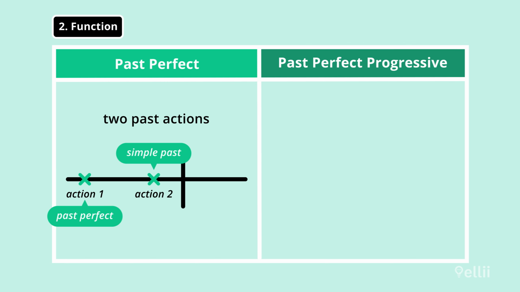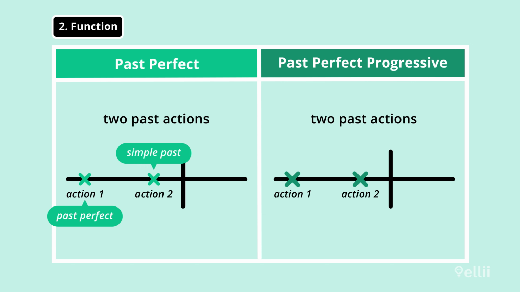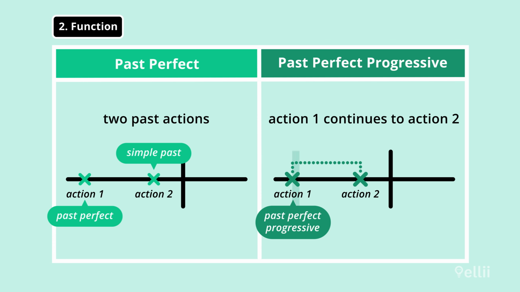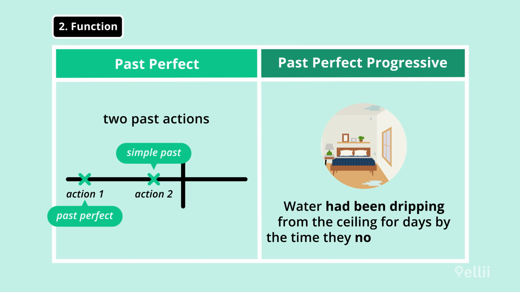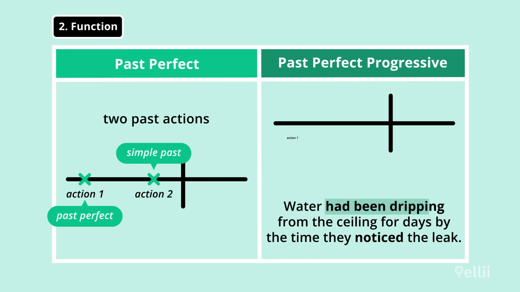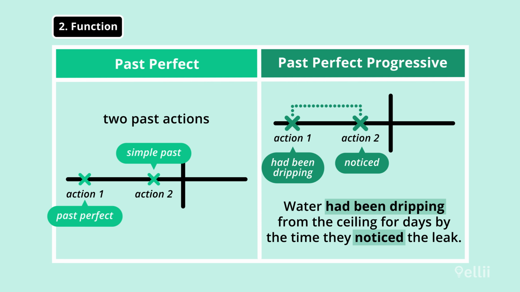Like the past perfect, the past perfect progressive also shows two actions that occur in the past. The difference is that the first action continues to the second past action. We use the past perfect progressive tense for the continuing past action and the simple past for the more recent completed action. For example, in the sentence, water had been dripping from the ceiling for days by the time they noticed the leak, the action, had been dripping, happened first and continued up to the action noticed.